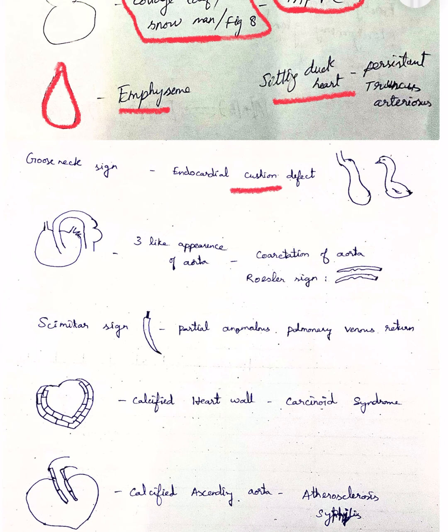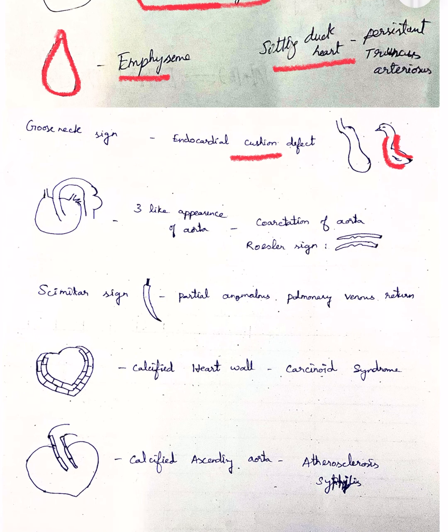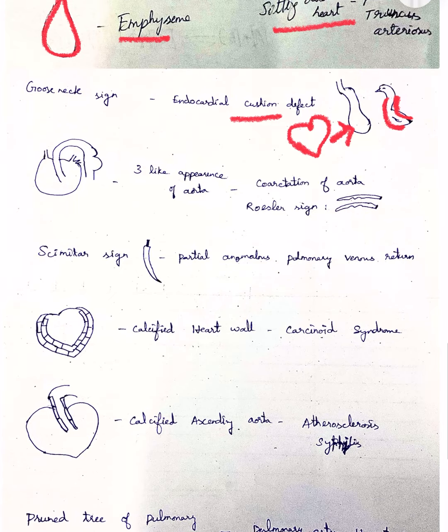This is the goose neck sign, and in the endocardial cushion defect, there is a defect with the development of the interventricular septum, or the cavities are underdeveloped. So instead of the normal heart shape, it appears like a goose shaped heart. And in case of coarctation of aorta, the aorta gets dilated, so it appears like a 3. So the sign of 3 is seen in the coarctation of aorta.